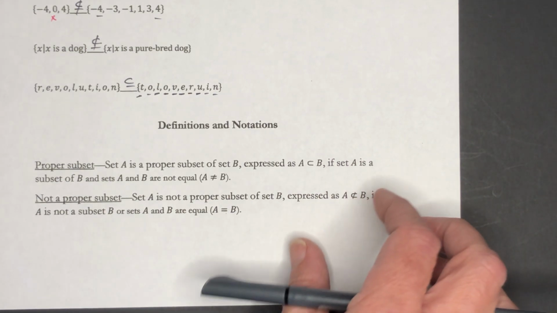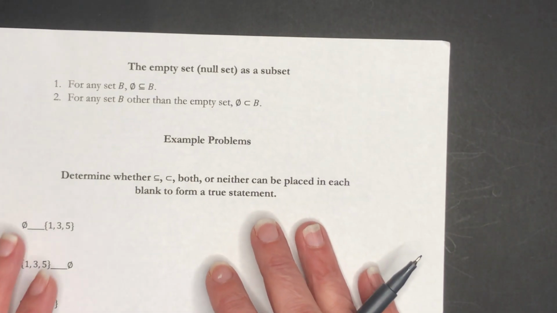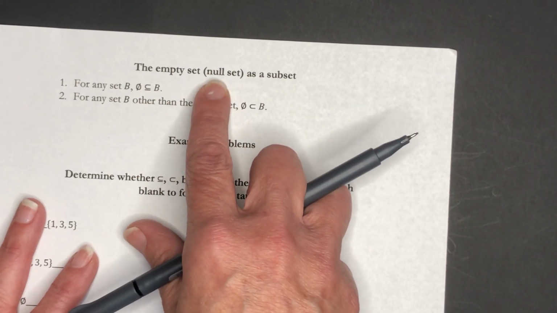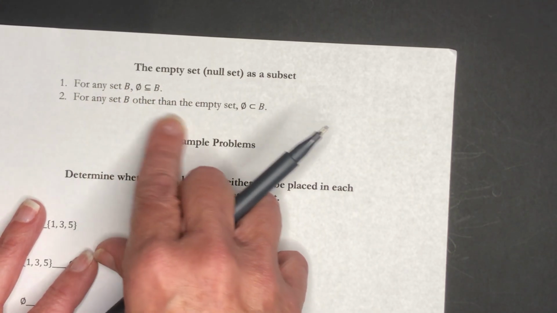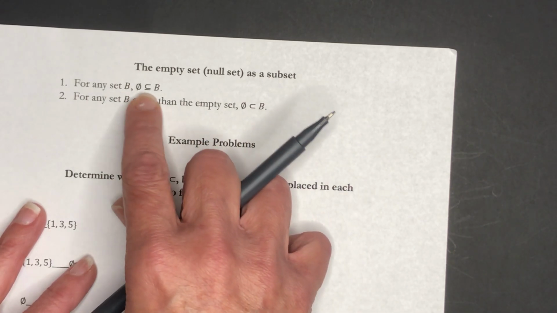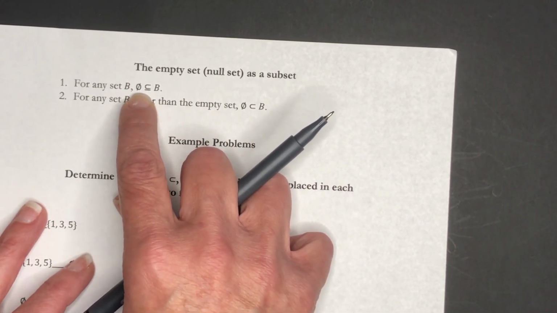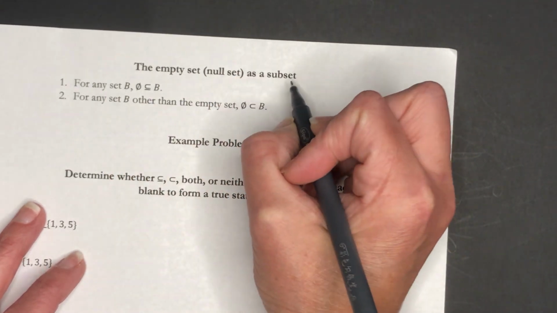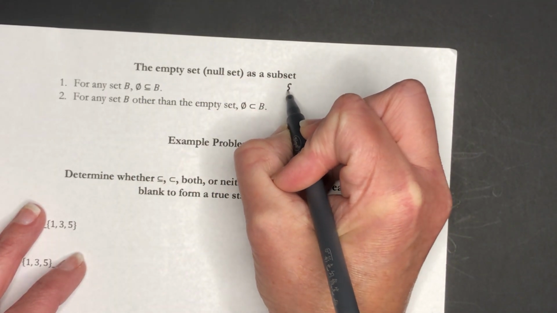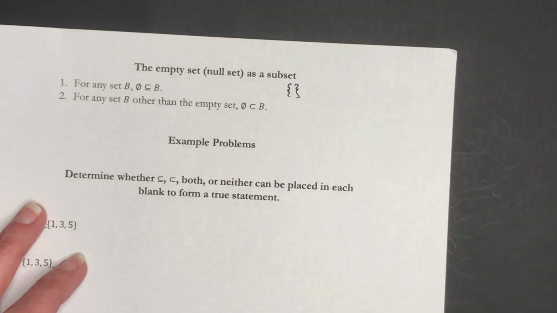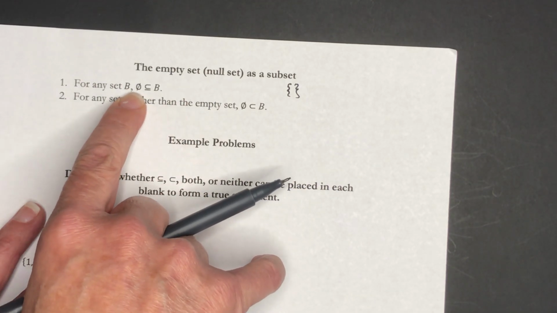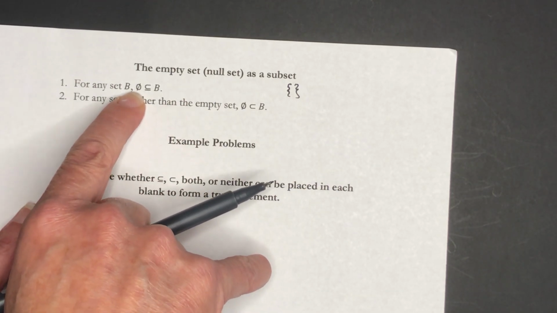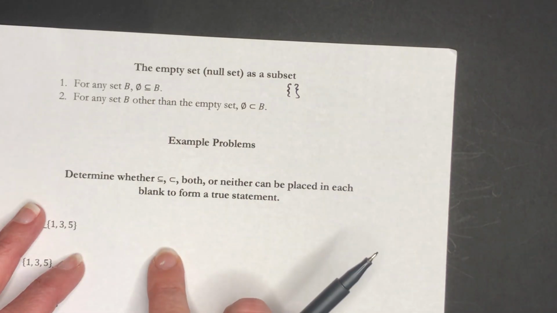Okay, so let's look at another little bit. The empty set, which is also called the null set, is a subset of every single set. It is even a subset of itself. So remember, the empty set can also be written with braces like that with nothing between them. This is how it shows up on the homework. This is what you're more likely to see in a book or generally when people are talking, but they mean the same thing as the empty set.